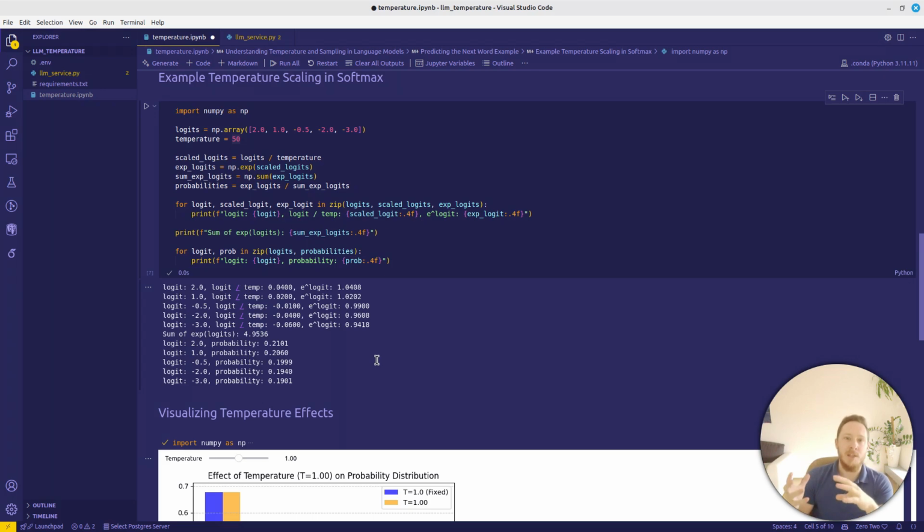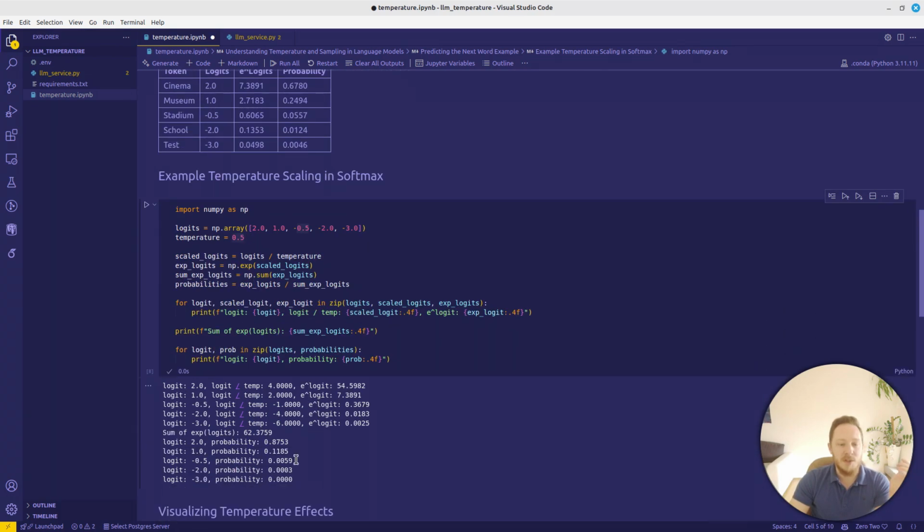What happens at the end? So from all the tokens, the model is now sampling the results. So the first token will be picked with a probability of 21%, this token with 19%. And if you look at the temperature 0.5 again, then our token for cinema will be picked with 87%, while our word school will be picked with 0.3%. So almost no chance that this word will be picked in the result.